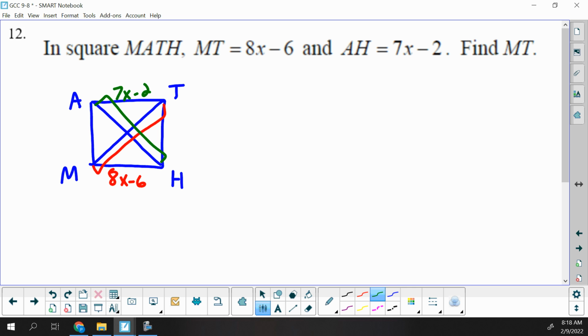Well, in a parallelogram, we have parallelogram implies diagonals bisect each other. So that would allow us to work with the parts of each diagonal. In a rectangle, we have rectangle implies diagonals congruent. So that's the one we're going to want to use in this case. We know AH and MT must be congruent because square has all the properties of the rectangle. If they're congruent, we'll just set them equal to each other.